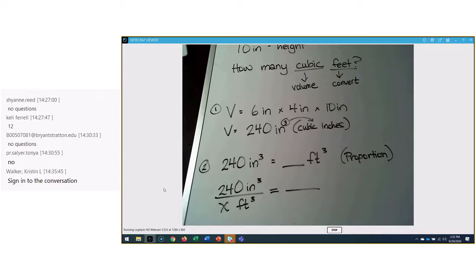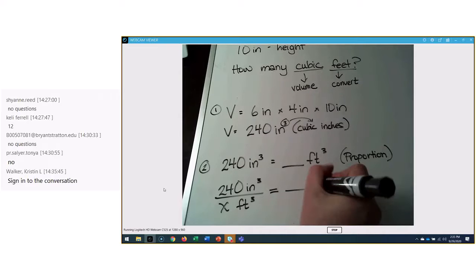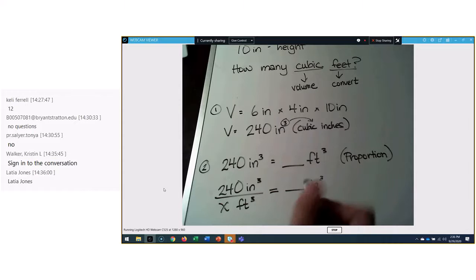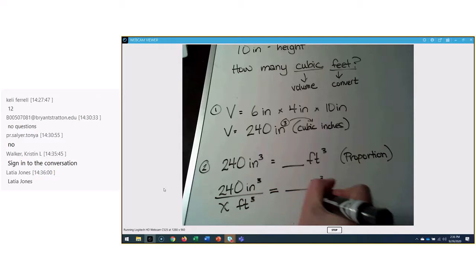Okay, so you're going to set them equal, which means that the inches that are cubed here have to stay up here. And the feet cubed, or the cubic feet, have to go in the bottom so that they are equal. If they're equal, they have to be at the same level.